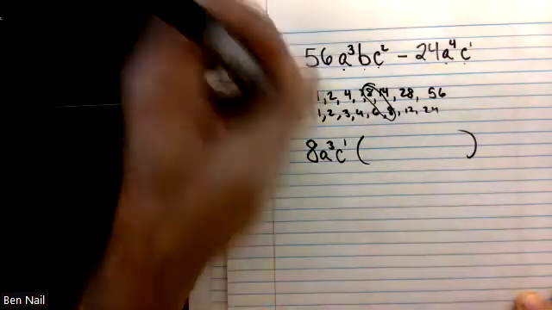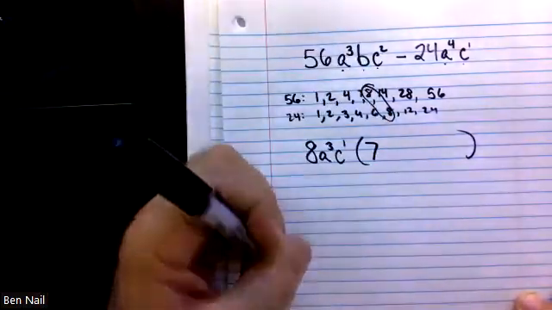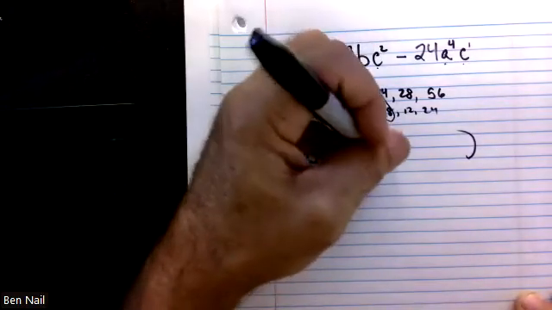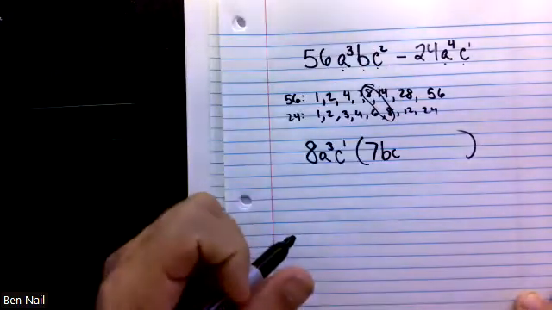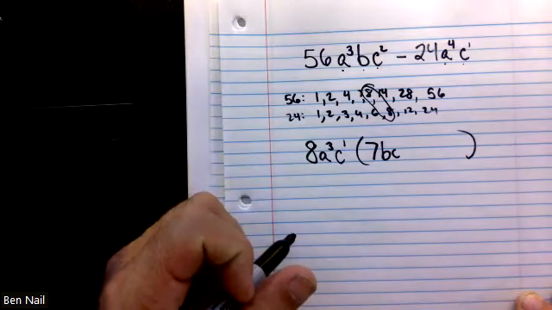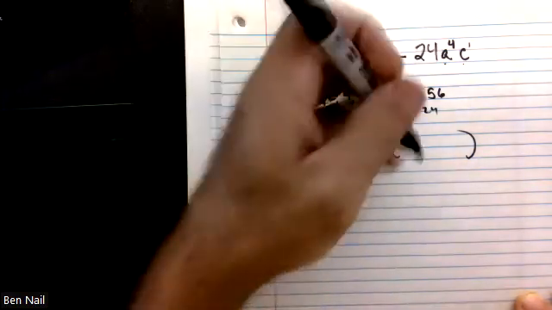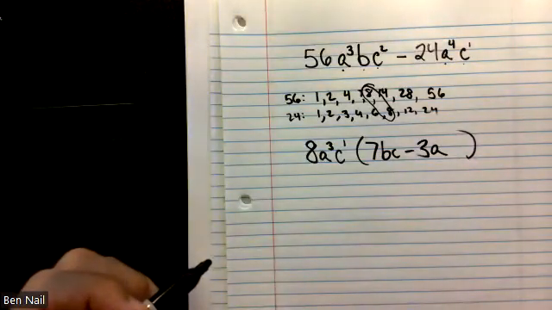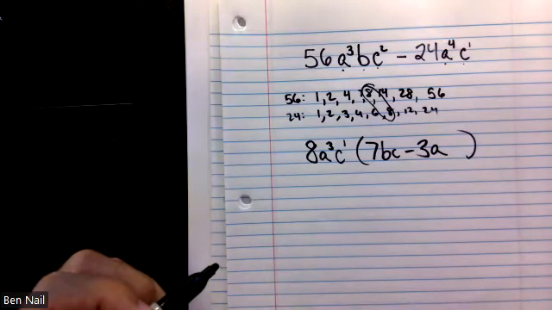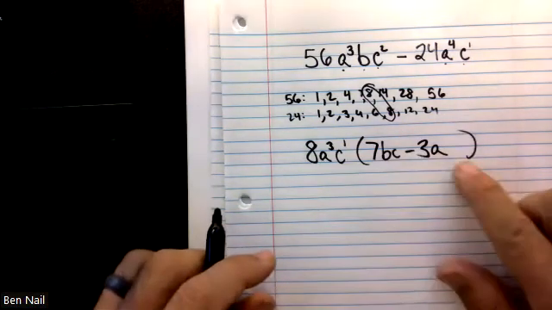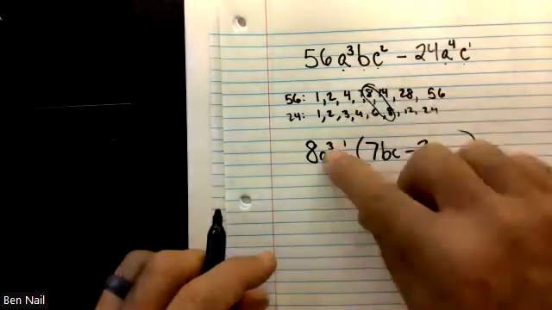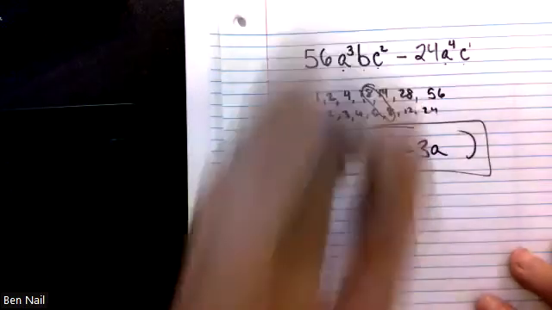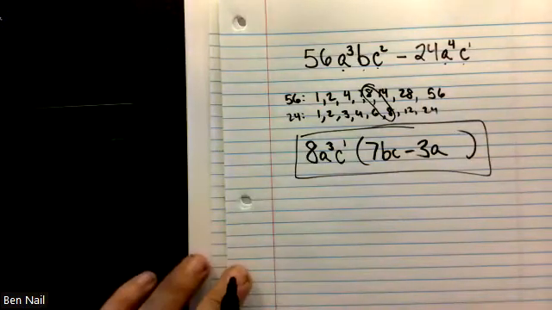And again, we divide. 56 divided by 8 is 7. Subtract your exponents. We get 7a b, c to the first. Negative 24 divided by 8 is negative 3. Again, subtract your exponents. 1 minus 1 is 0. That's why that c went away. 3 minus 3 is 0. That's why the a went away there. Anyway, this is your completely factored form.